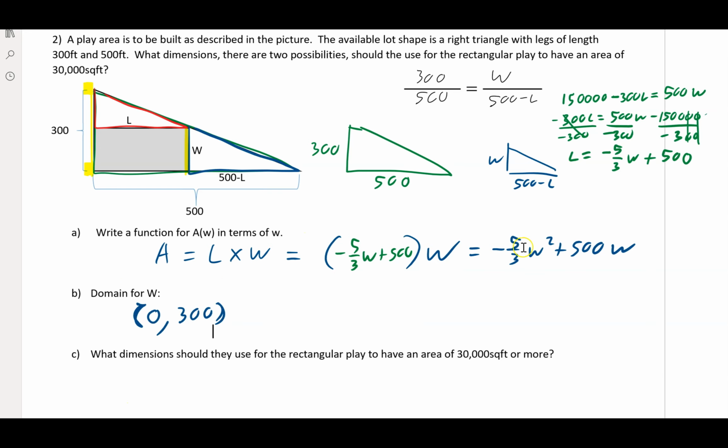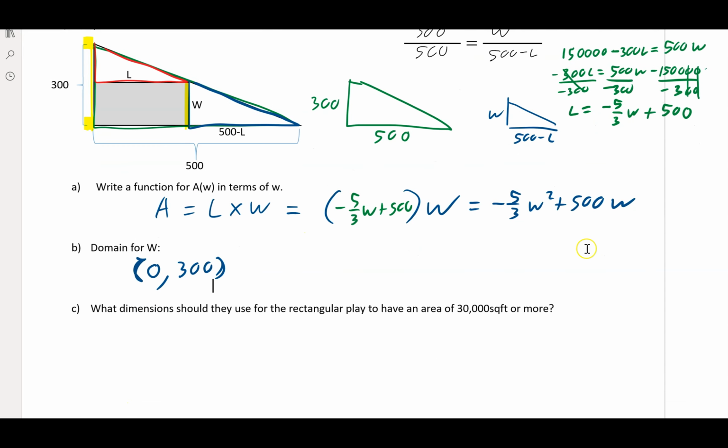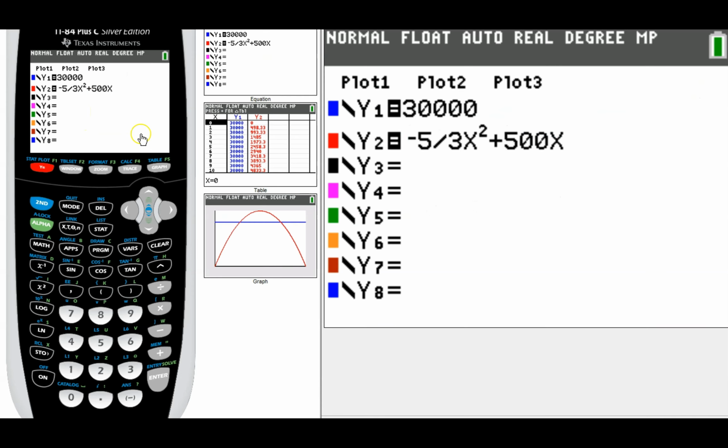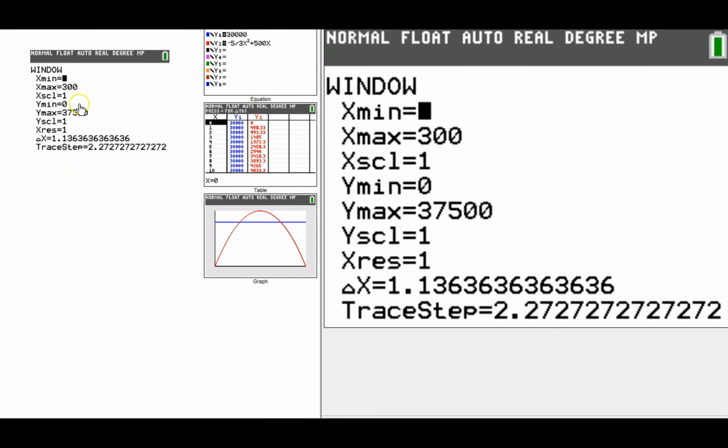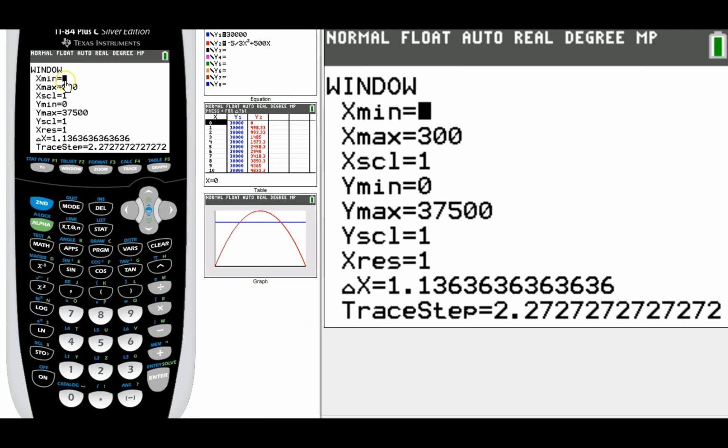So now if we plug this in our calculator with what it wants us to have is 30,000 square feet to be equal to our area. With this domain, it'll give us a nice focused location. We don't have to scroll around or look for anything. Watch, it'll be very nice. So we make Y1 our 30,000. Y2 is the area formula. We set our window between 0 and 300. And by doing this, it gives us a nice focus.